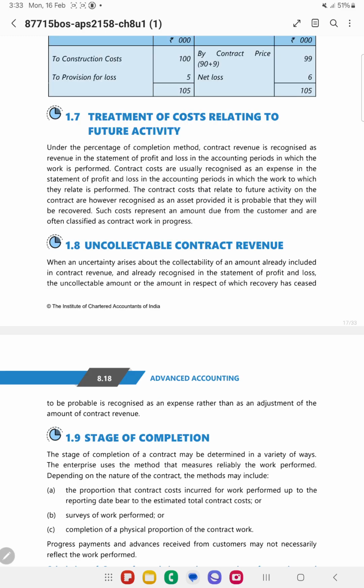So now, contract revenue as well as contract cost will be recognized in the accounting period in which the work is performed. Suppose there are costs which will be incurred in the future. If you have reasonable certainty with respect to the recovery of those costs, then in such cases you can recognize the cost as an asset in the balance sheet, provided it is probable that it is recoverable.